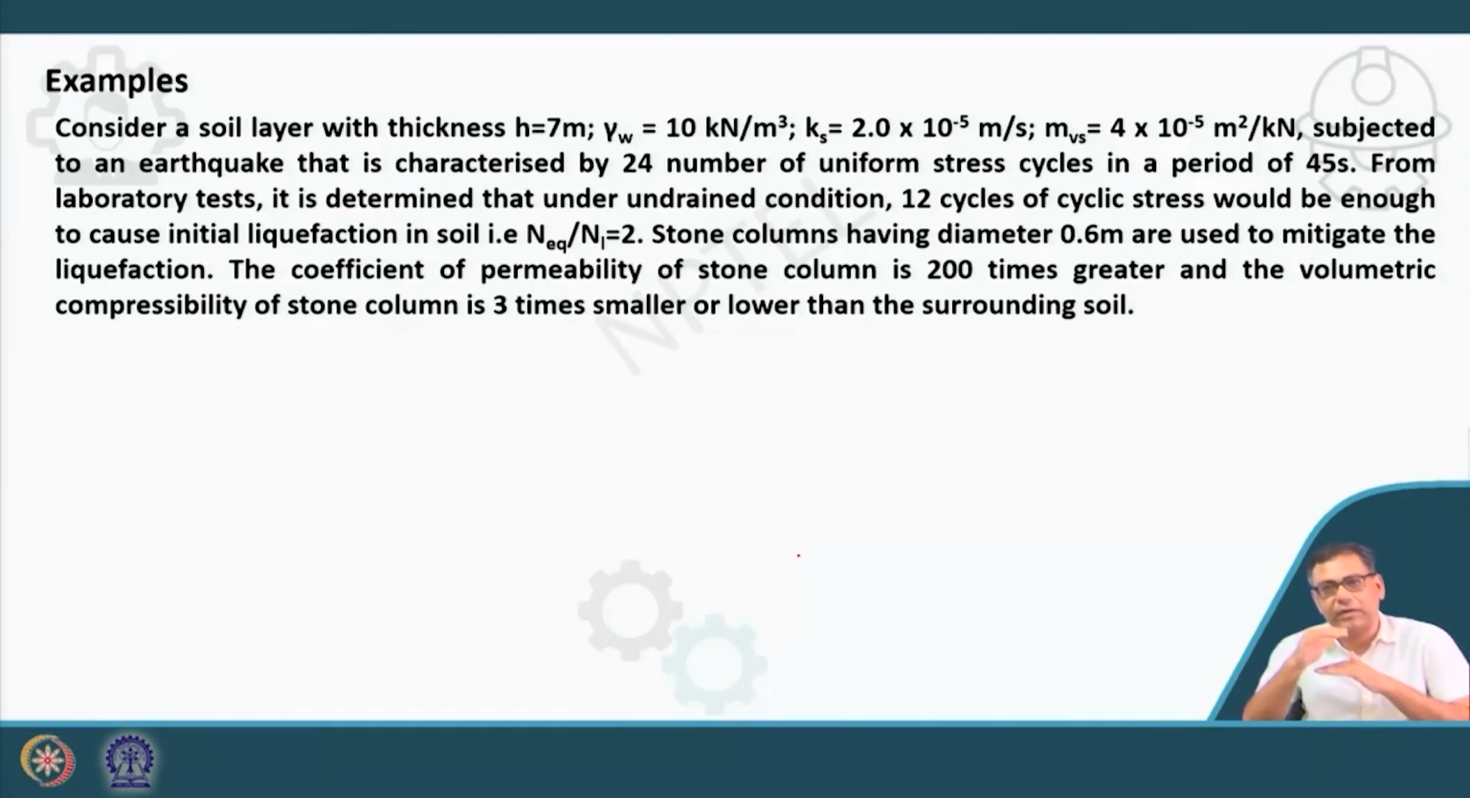So that means this whole 7 meter is a liquefiable zone. Ks is the permeability of the soil; S means the soil, C means the column. The permeability of the soil is given, and the MVC, the coefficient of volume change, is also given for the soil. This site is subjected to an earthquake characterized by 24 equivalent uniform stress cycles.